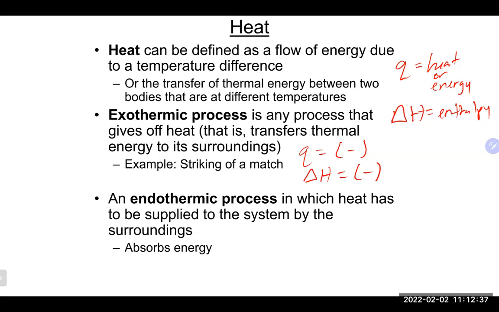Endothermic is pretty much the opposite of that. They are positive values. So if you calculate Q and you end up with a positive number, that is usually indicative that the reaction is endothermic. And for delta H as well, a positive number will indicate an endothermic process.